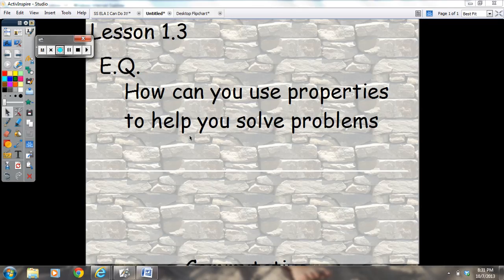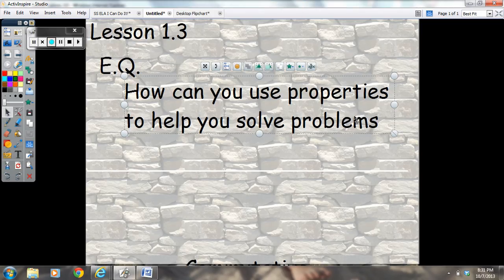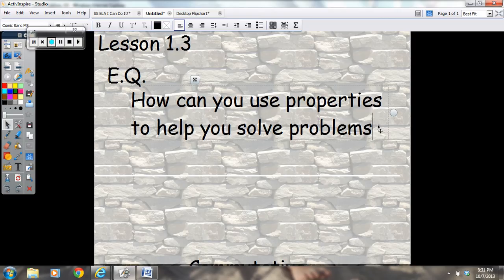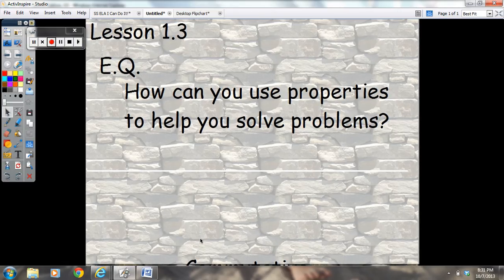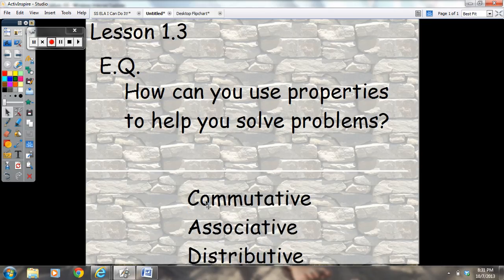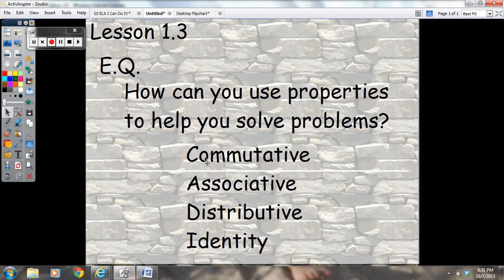Welcome, boys and girls. What I'm going to go over with you here, and this is lesson 1.3, the essential question, which is how can you use properties to help you solve problems? Now, there are a few different properties that we're going to take a look at. The first kind of property is called the commutative property. Then there's the associative property, the distributive property, and finally the identity property. Let's take a look at each of these properties and see how they're going to help us solve problems.